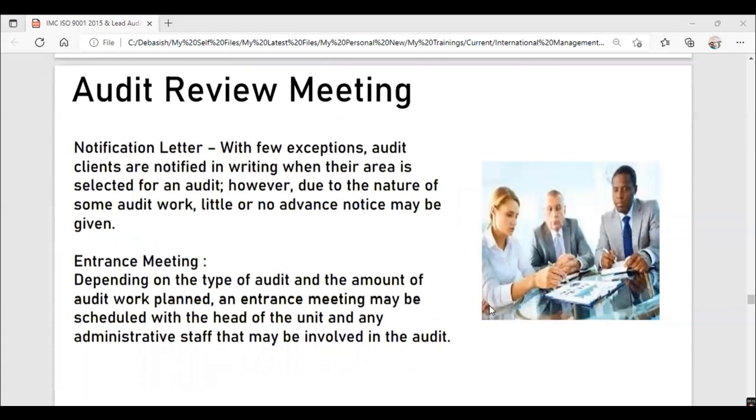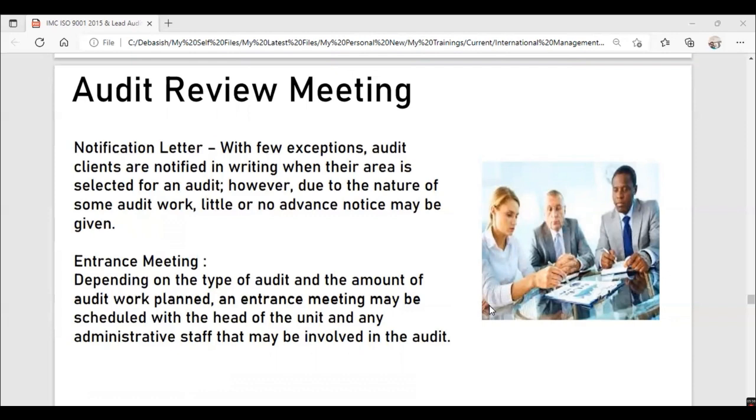Notification letter. With few exceptions, audit clients are notified in writing when their area is selected or scheduled for an audit. However, due to the nature of some audit work, little or no advance notice may be given.